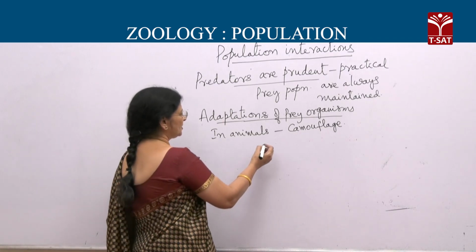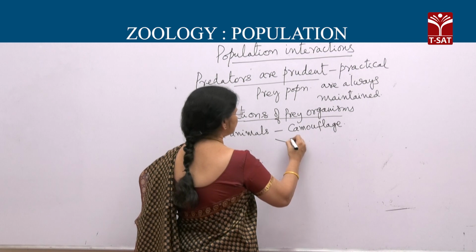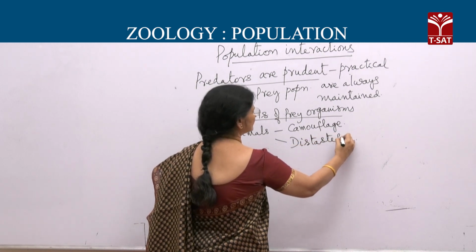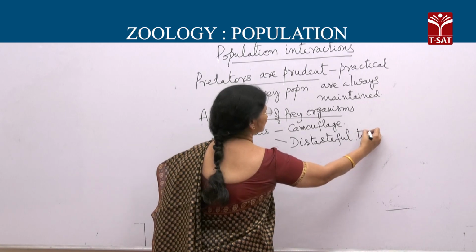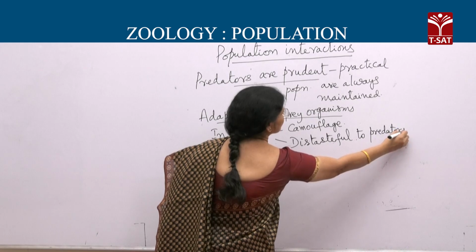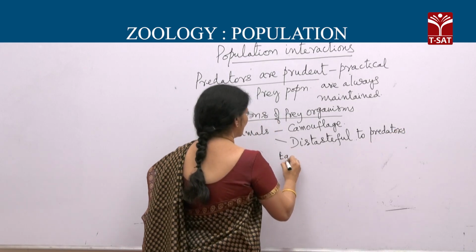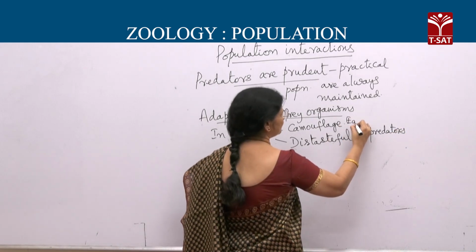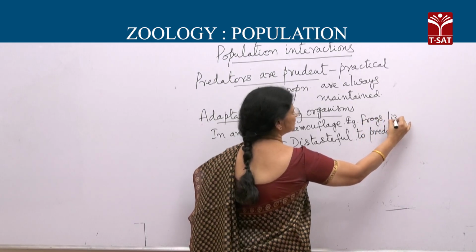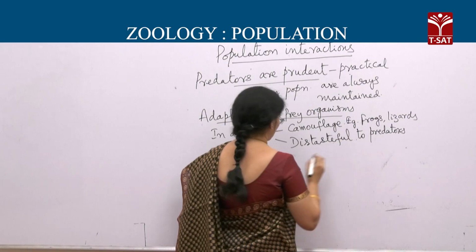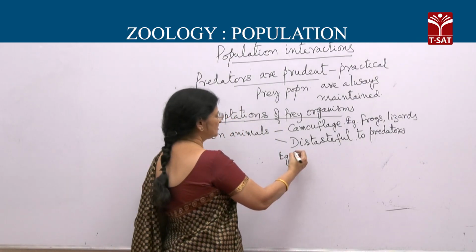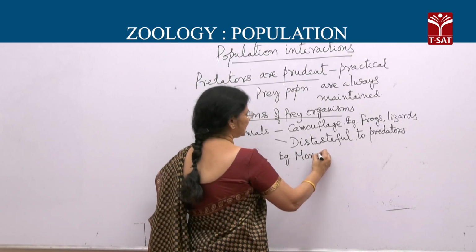Another thing: sometimes they become distasteful to predators. Example, for camouflage, you can take examples of frogs, lizards, snakes and others. And distasteful to predators: example, the monarch butterfly.